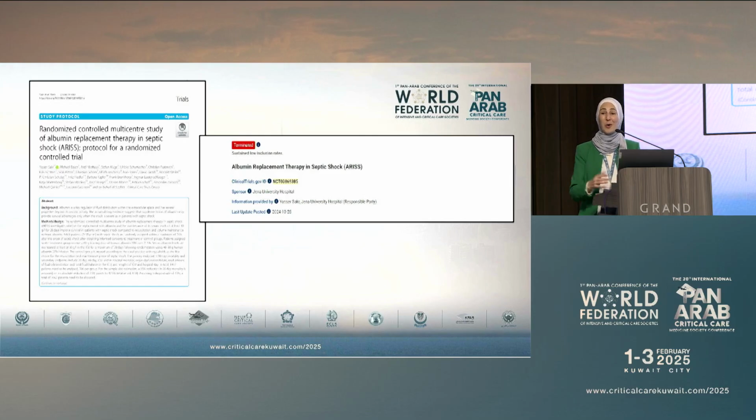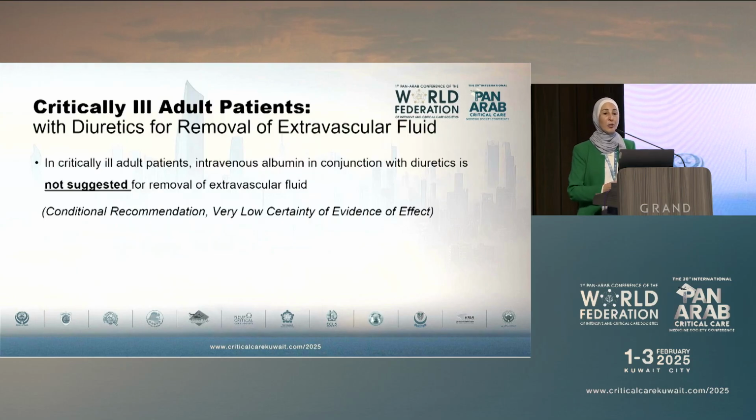So we still are going with the same recommendation that albumin is not what we would use in patients as a first-line fluid resuscitation. Now, what about the use of albumin along with diuretics? And that frequently comes up. You try to clear some of the fluids, you want to increase the urine output for the patient, let's give diuretics and let's combine that with albumin. So that's one of the common things that comes up.